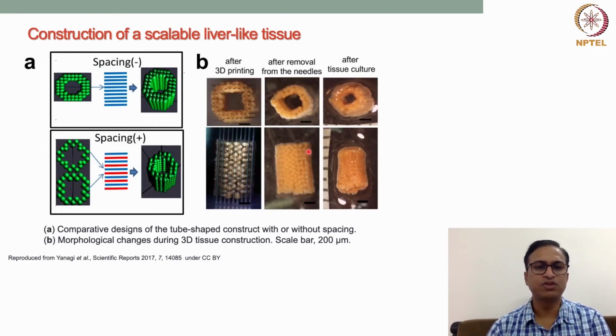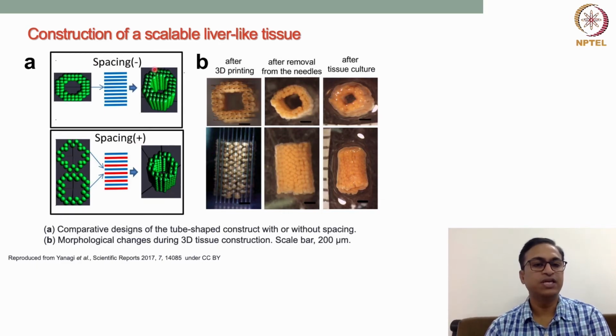Then there are a few more images showing further details of this work, where they constructed a scalable liver-like tissue. They used both strategies, with spacing and without spacing. When spacing is not given, it is a continuous tubule-like structure. But when spacing is given, it can be a porous tubular tissue-like structure.